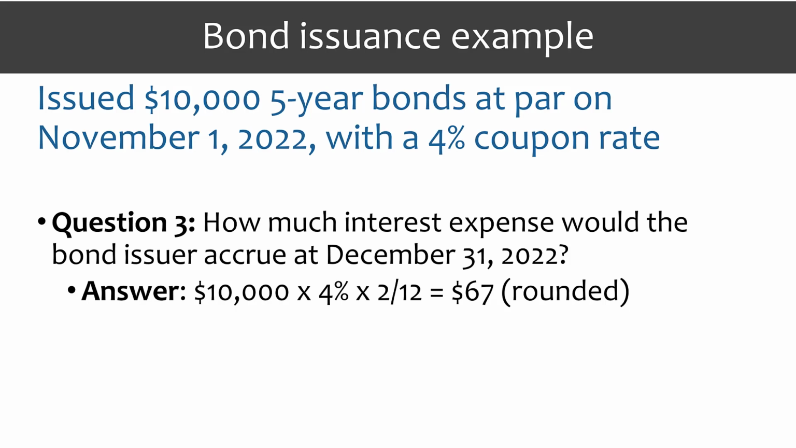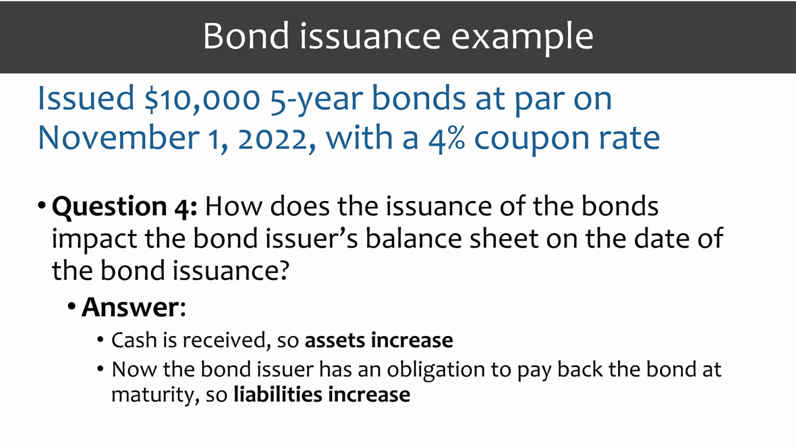For the last question for this bond issuance example, how does the issuance of the bonds impact the bond issuer's balance sheet on the date of the bond issuance? So first, we know that cash is received, so assets increase. The bond issuer now has an obligation to pay back the bond at maturity, so liabilities increase. In summary, both assets and liabilities increase from a bond issuance.